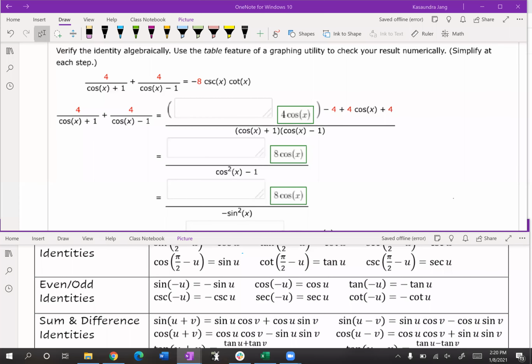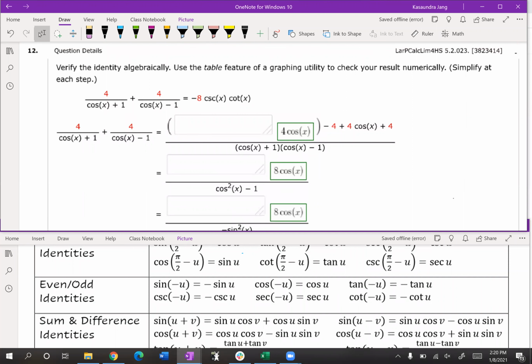Hey guys, let's keep going with our review. I'm going to pick it up on number 12. So it says to verify the identity algebraically, use the table feature of the graphing utility to check your results numerically. Simplify at each step.